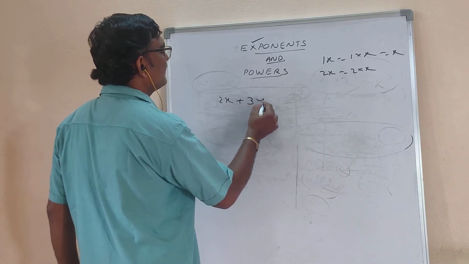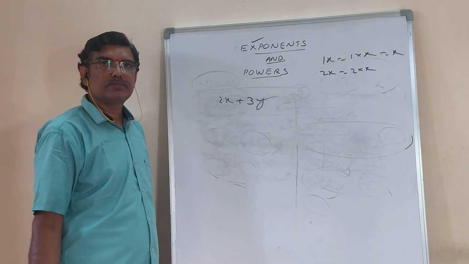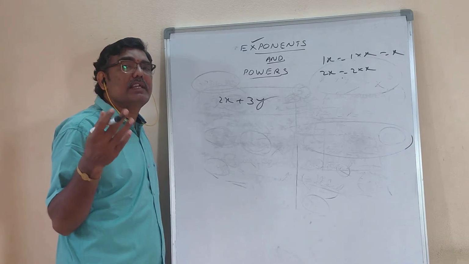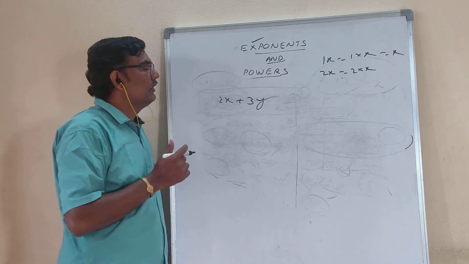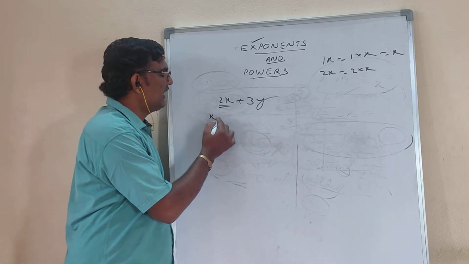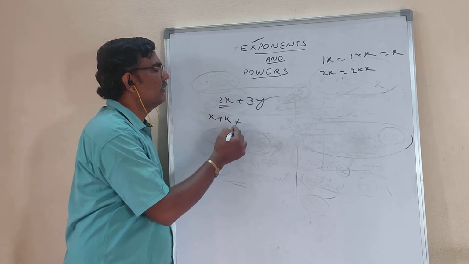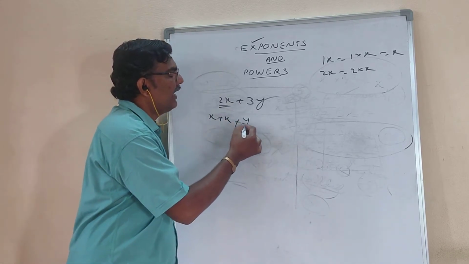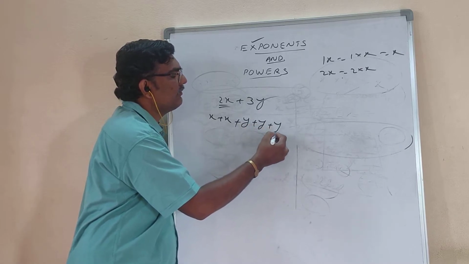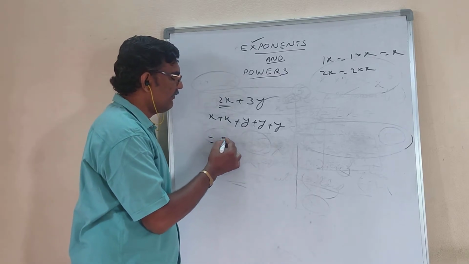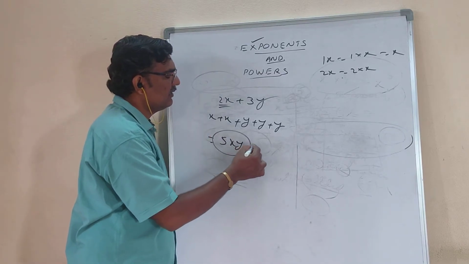2x plus 3y. Here students, and some teachers also, get confused. So what did I say about 2x? x plus x is 2x, and plus is the plus sign. What is 3y? y plus y plus y is 3y. So you can't write 5xy here.